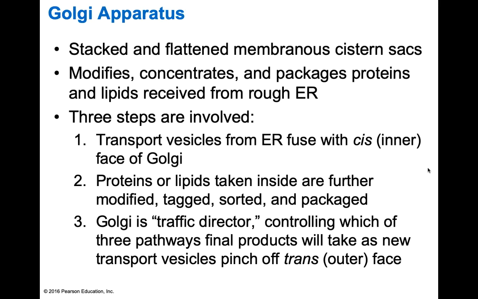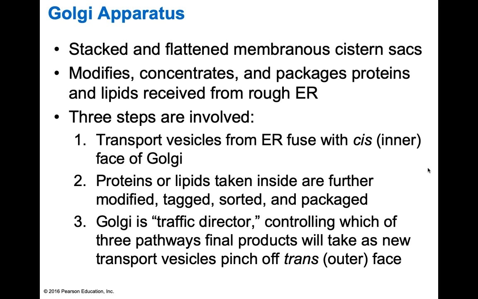Next, we have the Golgi apparatus. The Golgi apparatus is, again, like a membranous, long, lobulated, flowing structure that we have inside of our cells. So it's a stacked and flattened membranous cistern of stacks. So it looks similar to the ER, it just doesn't have those bound ribosomes on it.